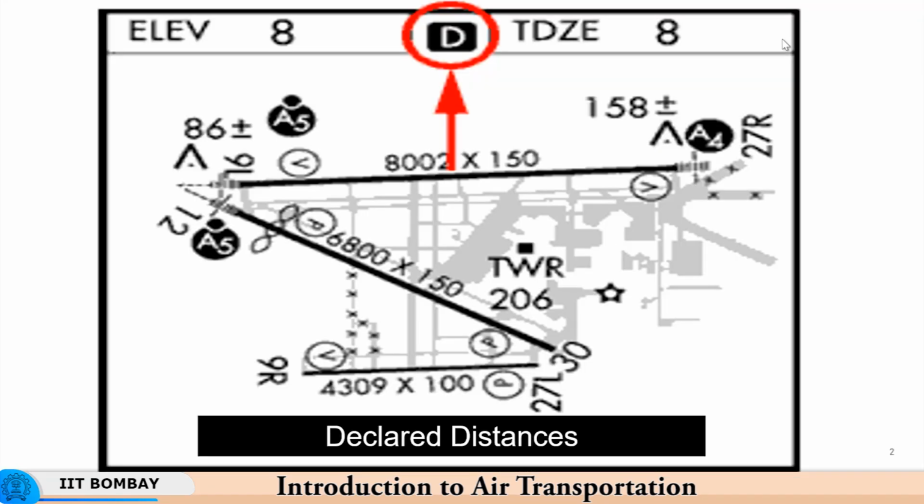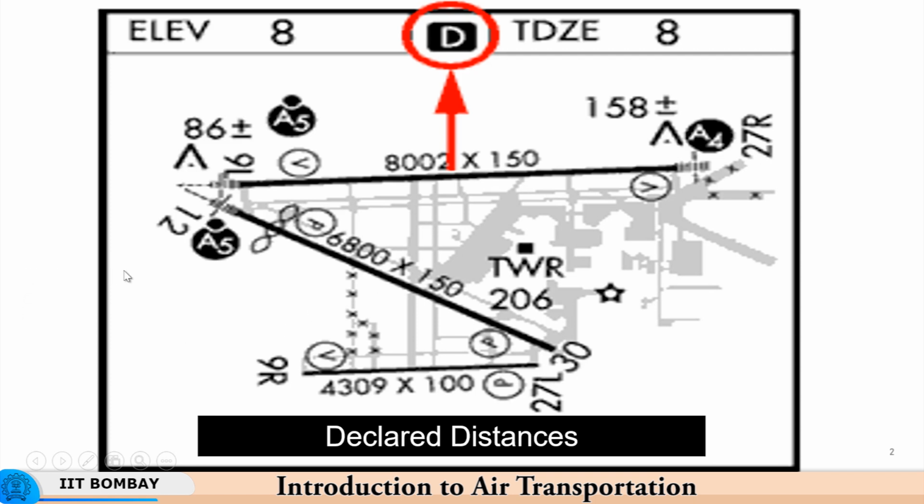So, here is an example of how a typical section of an airport chart looks like. When you see this word D in the center, it means the distances mentioned in this chart are declared distances. For example, this particular airport has 3 runways, 2 of them are parallel runways and one of them is an inclined runway, but they are not crossing. So, you have runway 9L and 27R, 9R and 27L.